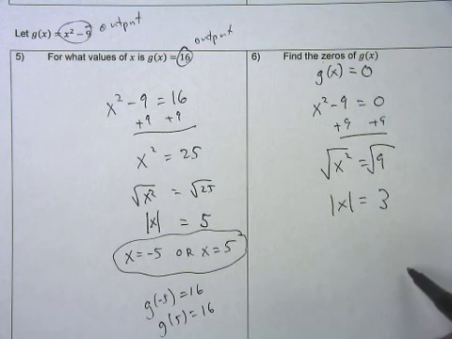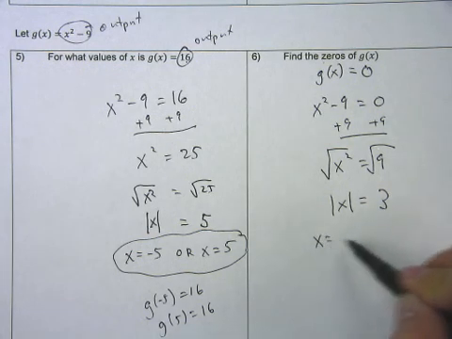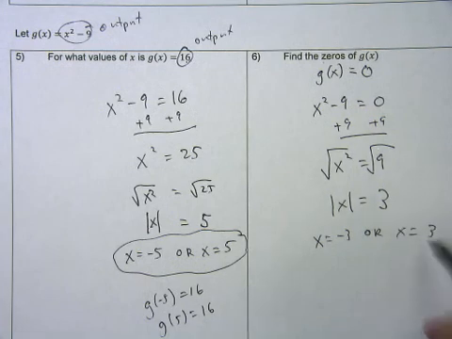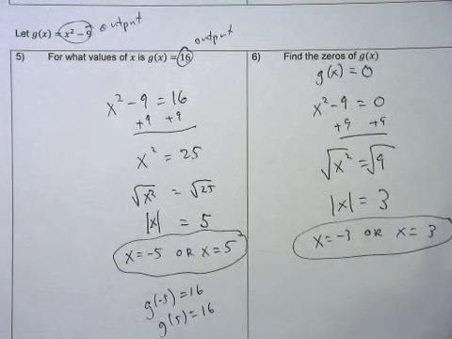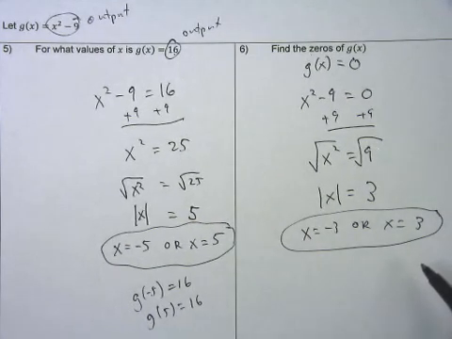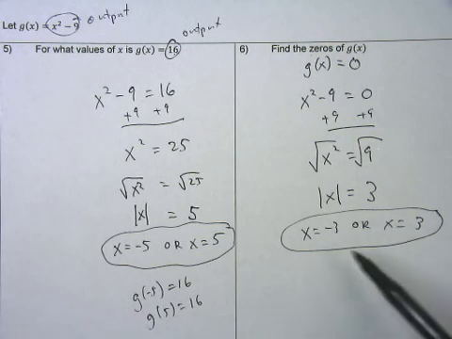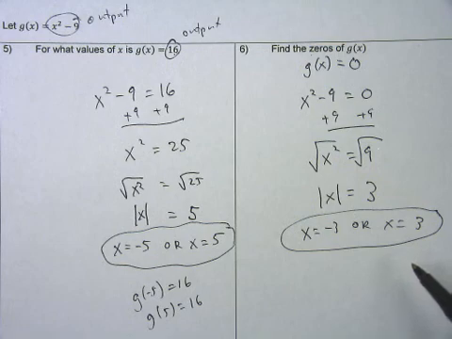Right? And so we get two x values. x could either be equal to negative 3 or x could be equal to positive 3. Right? So those are the zeros of our function. Right? Negative 3 and 3. Those are the two values that give us an output of 0.